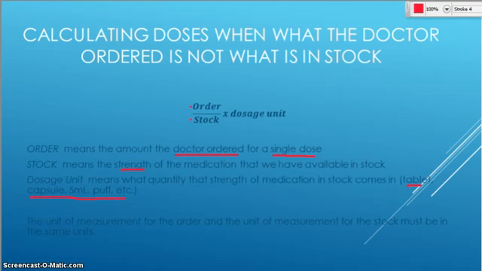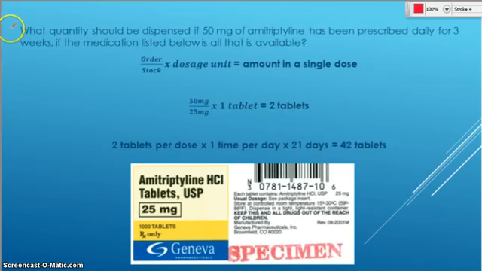So let's take a look at an example. This one says, what quantity should be dispensed if 50 milligrams of amitriptyline has been prescribed daily for 3 weeks if the medication listed below is all that's available. So we have to start with the dose before we can figure out how much to dispense for the entire course of therapy. So we're going to start by calculating the amount for the single dose by using our formula, and it's written up here again just in case you forgot.